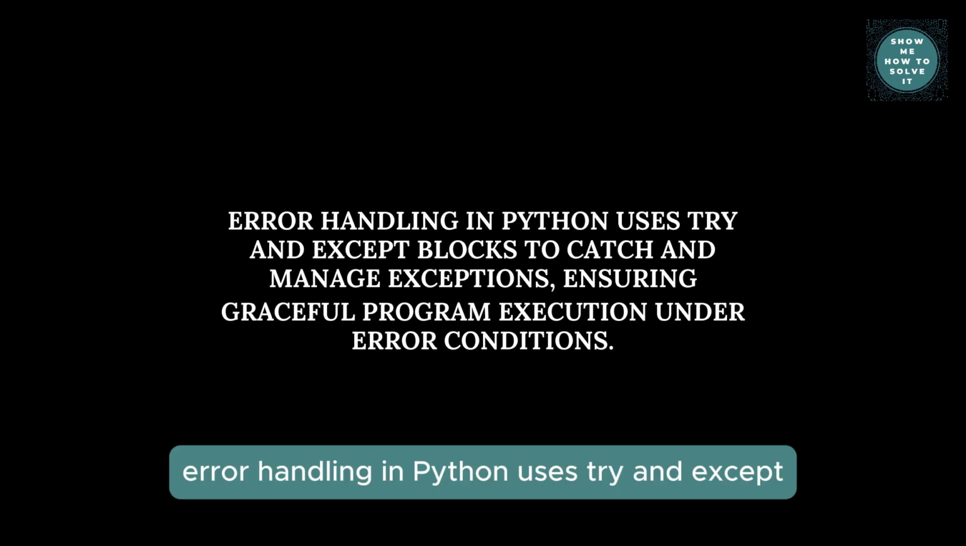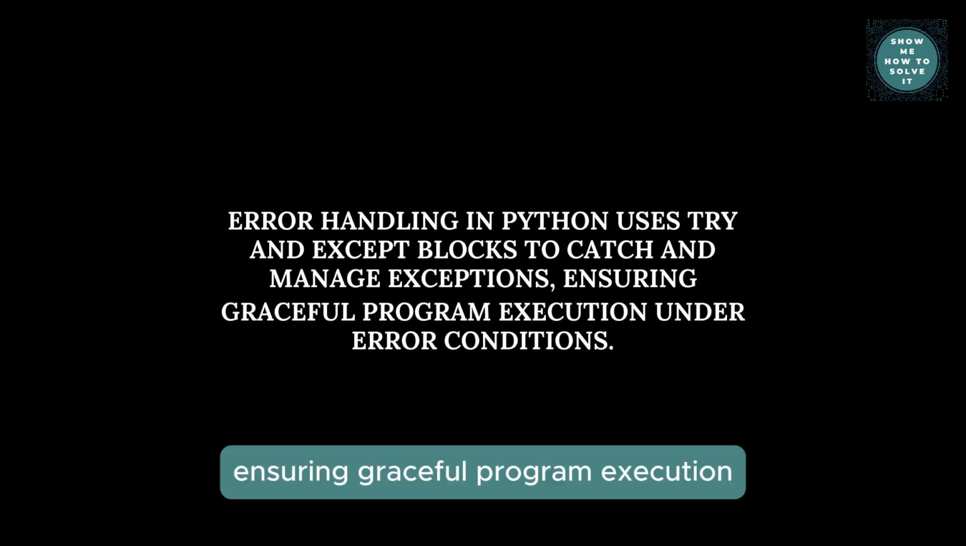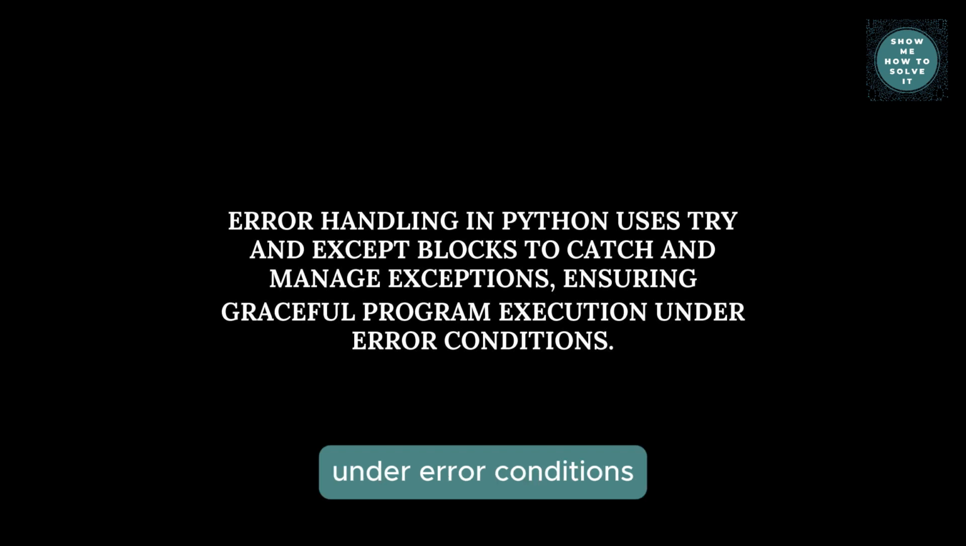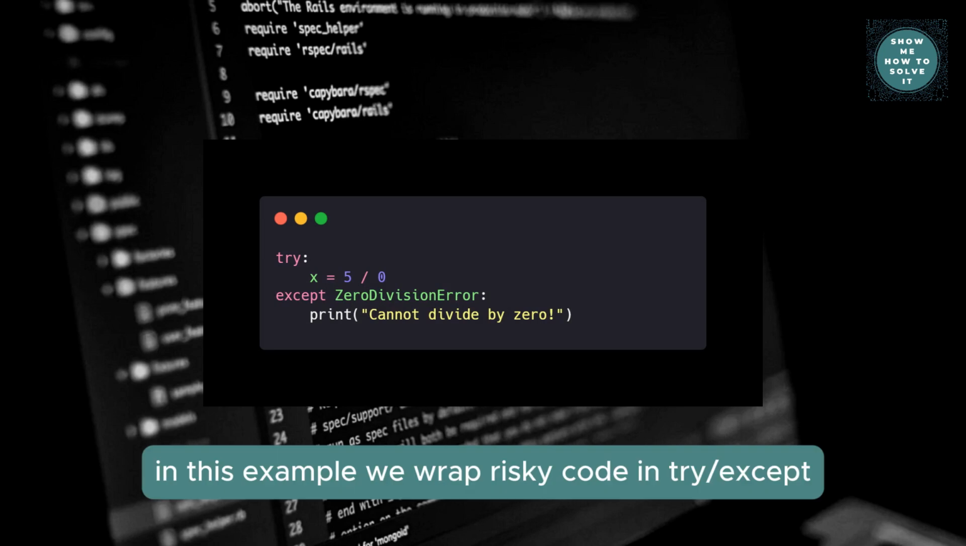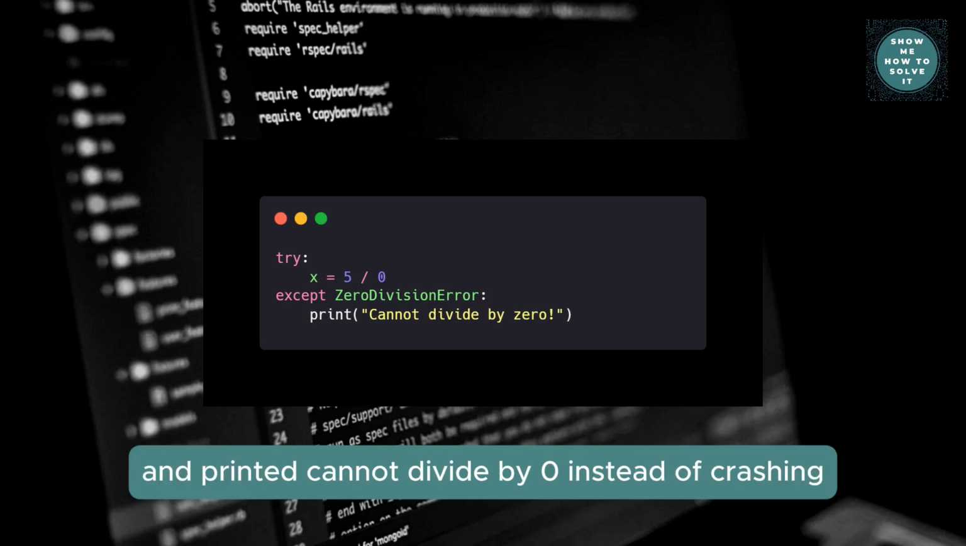Error handling in Python uses try and except blocks to catch and manage exceptions, ensuring graceful program execution under error conditions. In this example, we wrap risky code in try/except. We caught ZeroDivisionError and printed cannot divide by 0 instead of crashing.